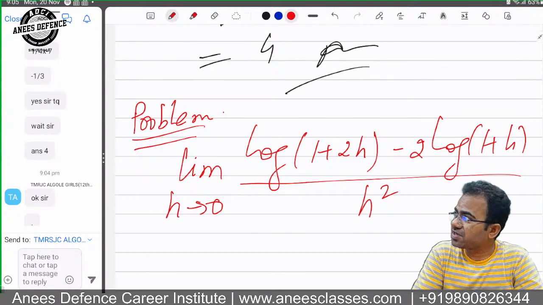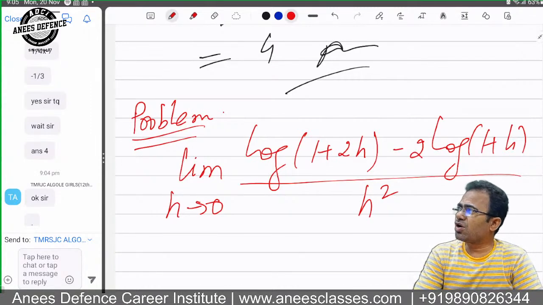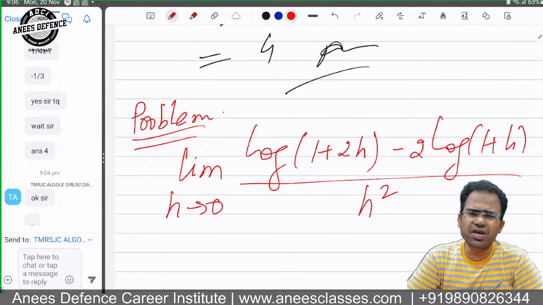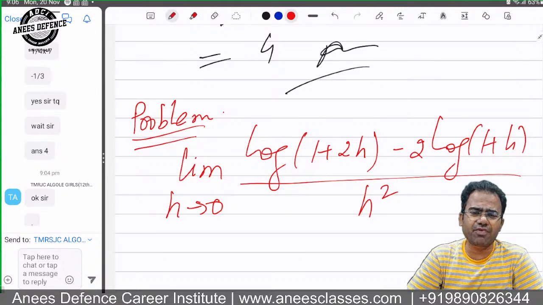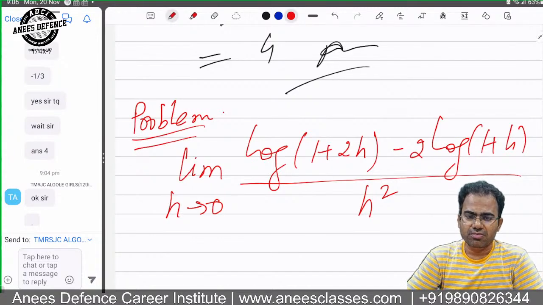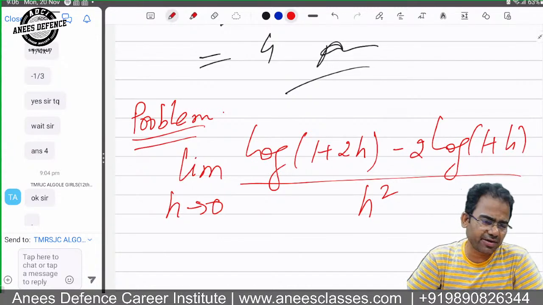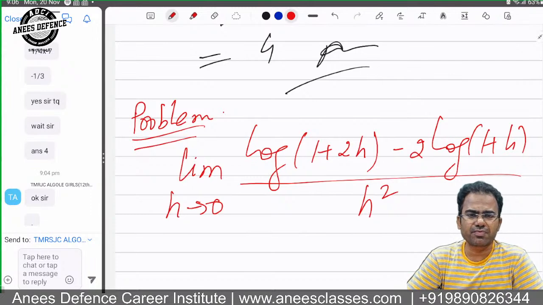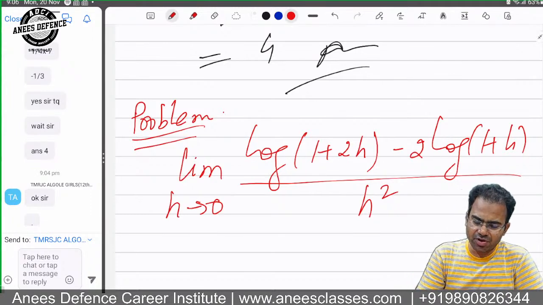Log is a continuous function. So the limit of this function will also exist. So we need not check LHL and RHL. We will find the limit by the limit process. Okay. Find it. I'm giving you 2 minutes.